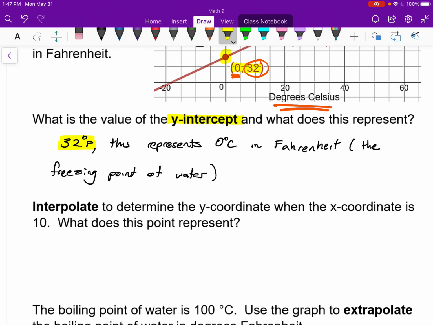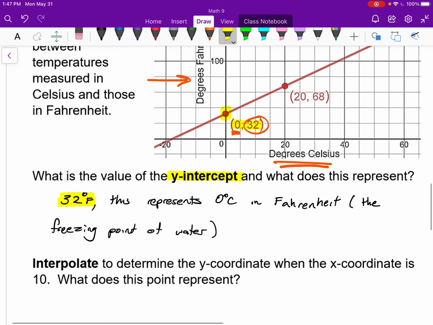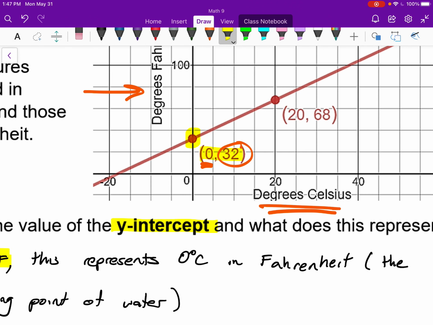So an example of interpolating: interpolate to determine the y-coordinate when the x-coordinate is 10. What does this point represent? So if I look at my graph here, I give you two very specific coordinates, (0, 32) and (20, 68). Well, when x is 10, that's this point right here. And so what is the y value? I know the x-coordinate is 10. I know it's 10 comma something.